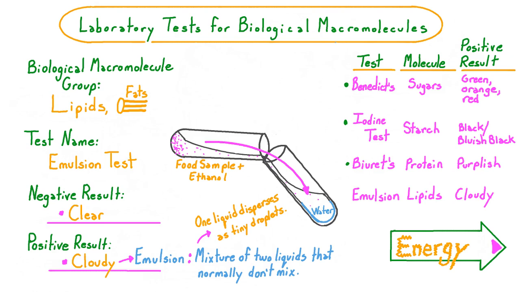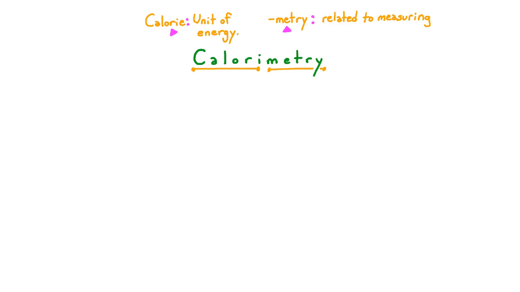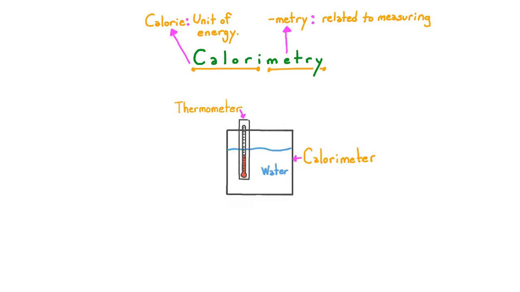While these tests determine if certain macromolecules or sugars are present, there is another test to run that determines the amount of energy released by food in a process that is surprisingly similar to digestion, and that's the combustion or burning of food. The name of this method is calorimetry, since the units that we measure the energy in food are called calories, and the suffix metry is all about the process of measuring things. One of the simplest calorimeters is an insulated container with a thermometer and water.